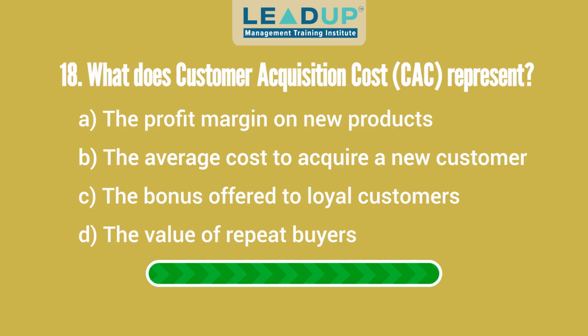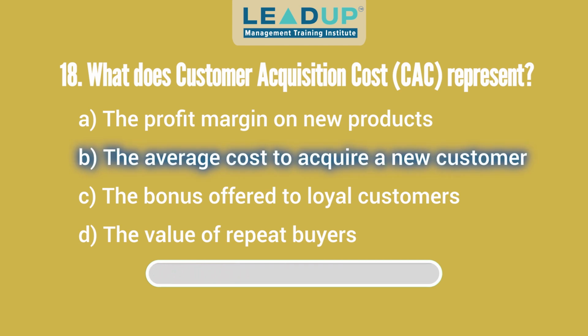Question 18. What does customer acquisition cost, CAC, represent? A. The profit margin on new products, B. The average cost to acquire a new customer, C. The bonus offered to loyal customers, and D. The value of repeat buyers. Answer: the average cost to acquire a new customer.